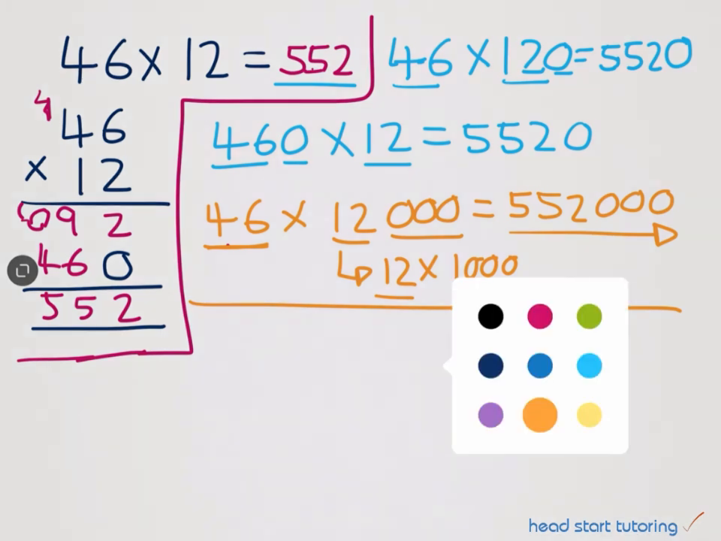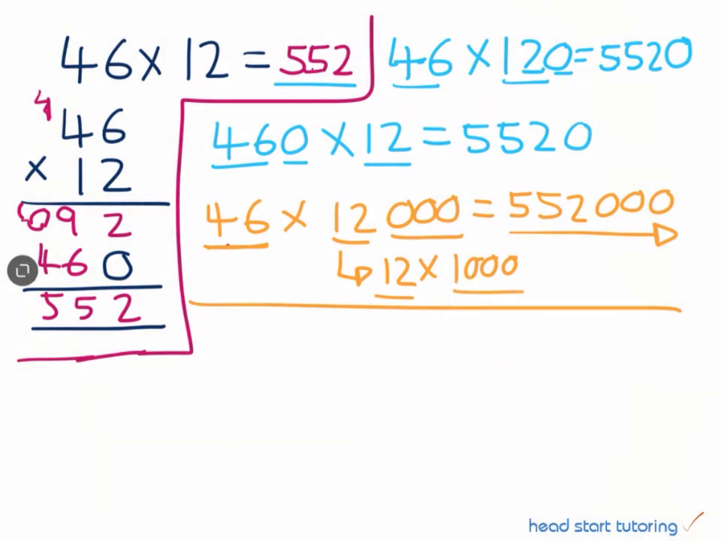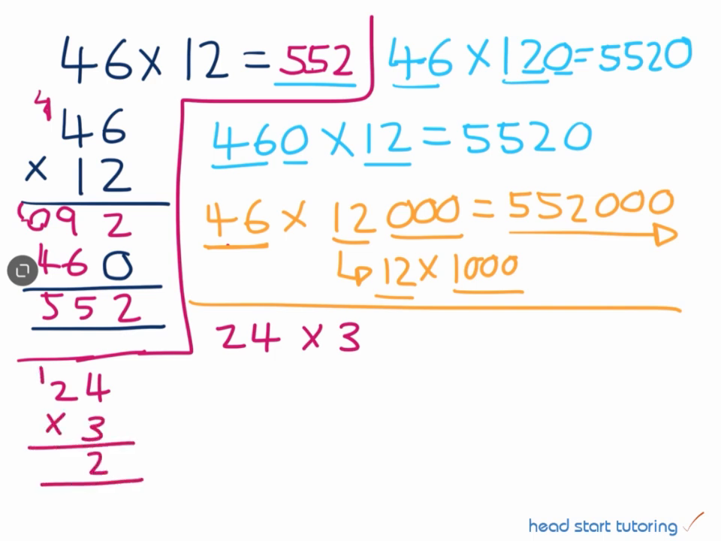Let's have a look at another example. If we've got 24 times by 3, we can do a quick calculation on the side. 4 times 3 is 12. 3 times 2 is 6, plus 1 is 7. So we get an answer of 72.